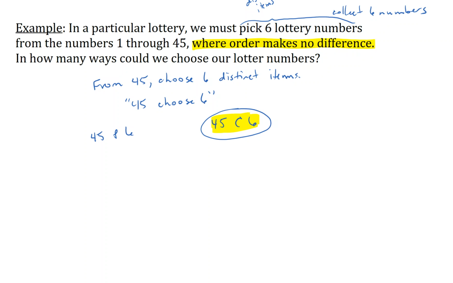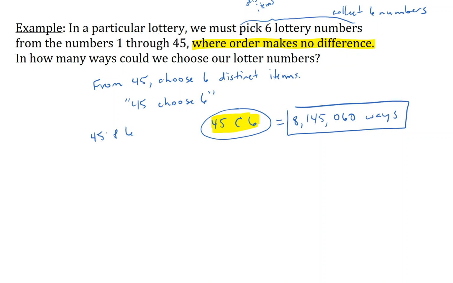So if you type that into your calculator, let me do that real quick. It looks like we get 8,145,060 ways that we could choose our 6 lottery numbers. So you can see the advantage of this powerful 45C6, or in the case of permutations, 45P6.